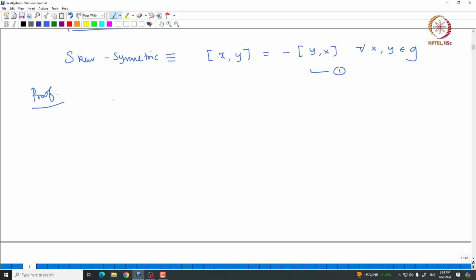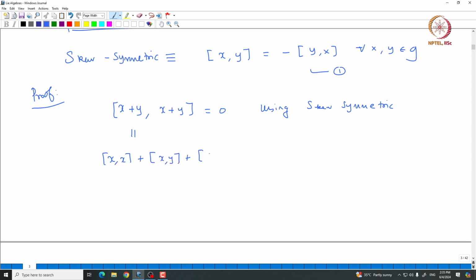Okay. So, for example, if we compute x plus y for x, y in G, then we get the bracket x plus y, comma, x plus y, which must be 0 using skew symmetry. That means if we use bilinearity and write it down explicitly, you can see that this gives exactly the bracket xx plus the bracket xy plus the bracket yx plus the bracket yy.